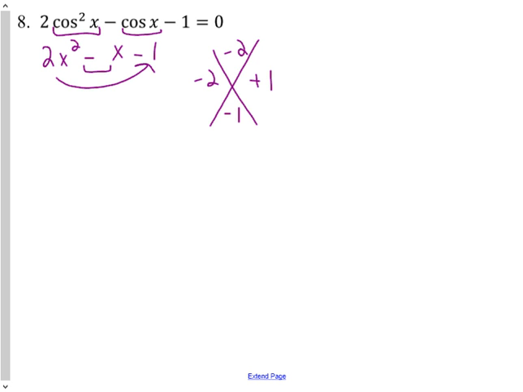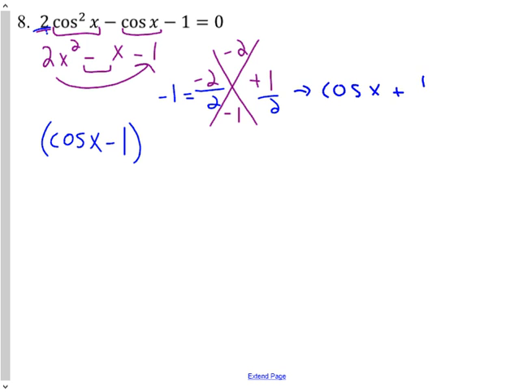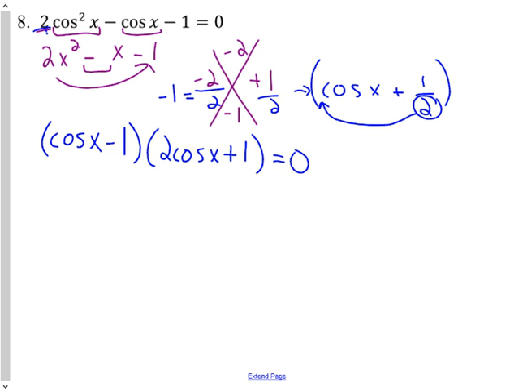And so my 2 parentheses are going to be, first, we've got to divide by 2. Sorry, jumping ahead. But we've got this 2 piece here, so we have to bring that back. And this negative 2 over 2 is minus 1. So I have 1 parenthesis of cosine of x minus 1, and the other one is cosine of x plus half. But we don't really do the plus half, so we bring the 2 back up to be 2 cosine of x plus 1. Now we set each of those pieces equal to 0 to solve. So we get cosine of x minus 1 equals 0, and 2 cosine of x plus 1 equals 0.